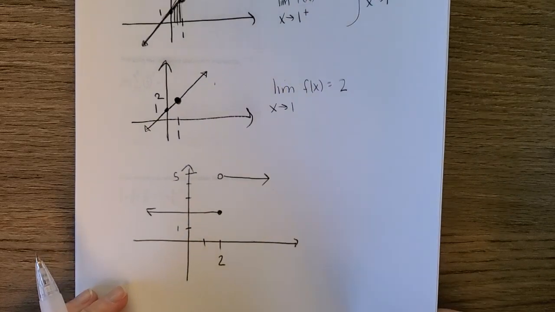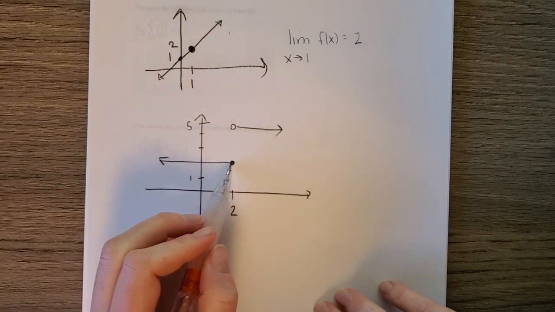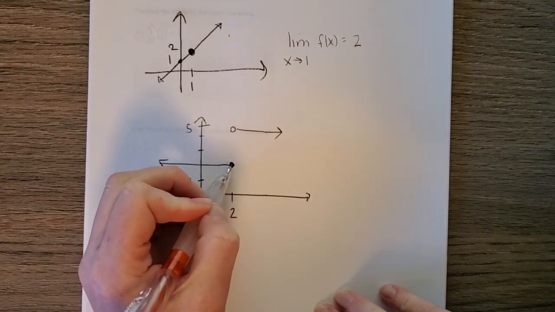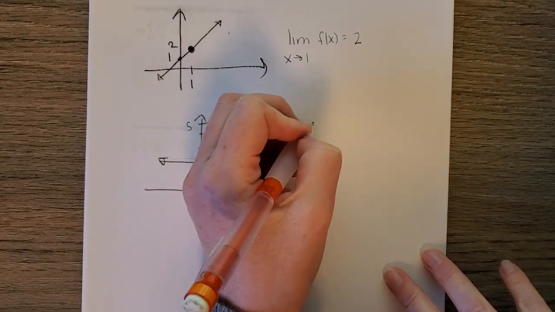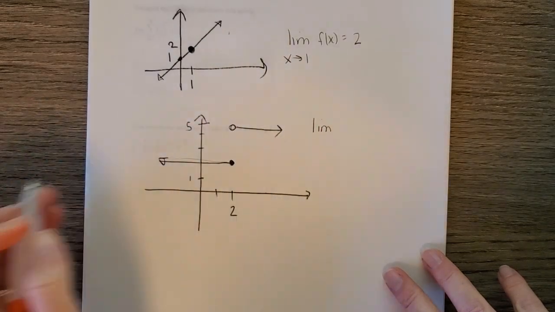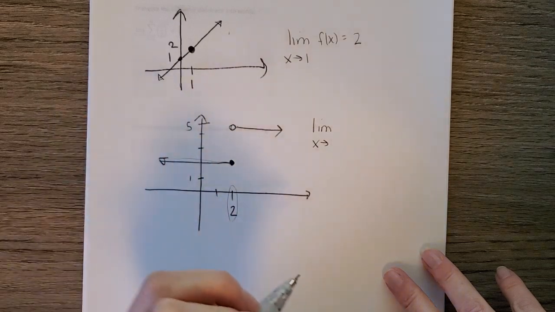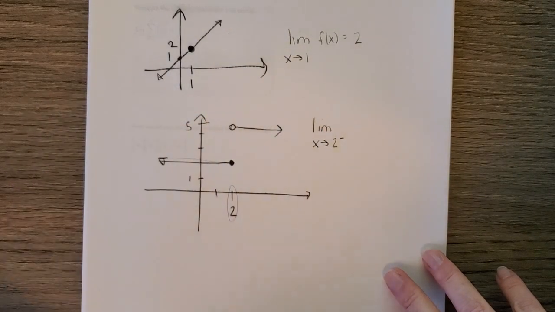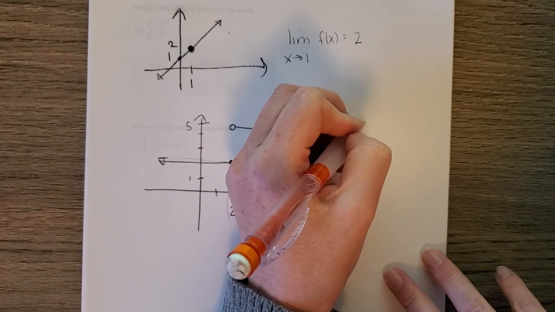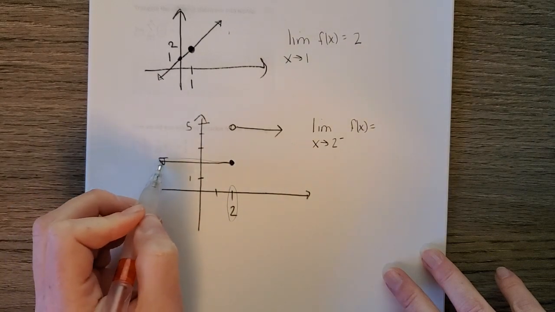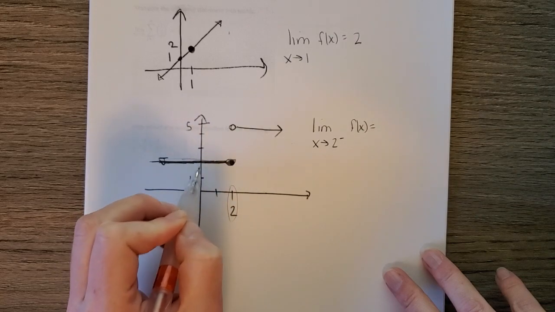Okay? So now let's look at a different graph. So here we've got a horizontal line that includes the point 2 going left, and a horizontal line that does not include the point 2 going right. So for this, we have to think about approaching from the left and the right. As x approaches 2 negative, okay, that means from the left, f of x is going to be approaching 1. So as we come from the left towards 2, what is the graph heading towards? What is the value there? It's 1.